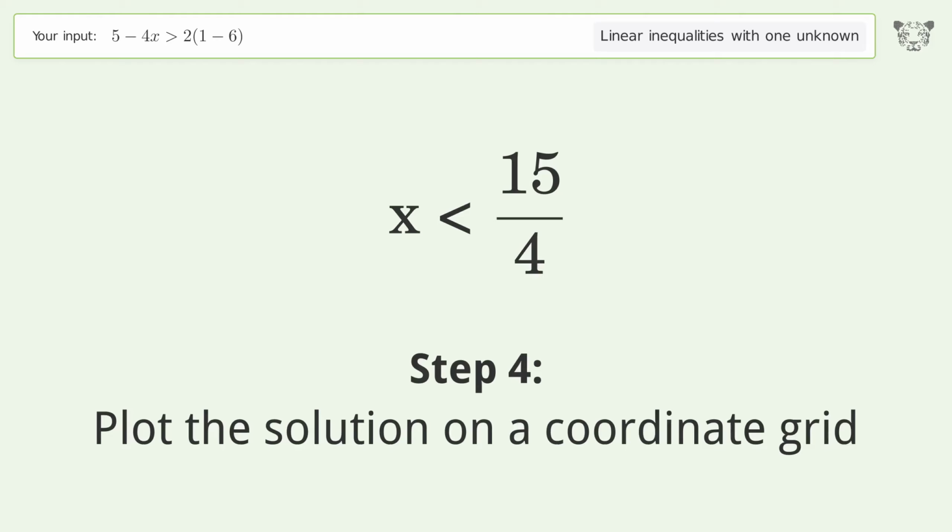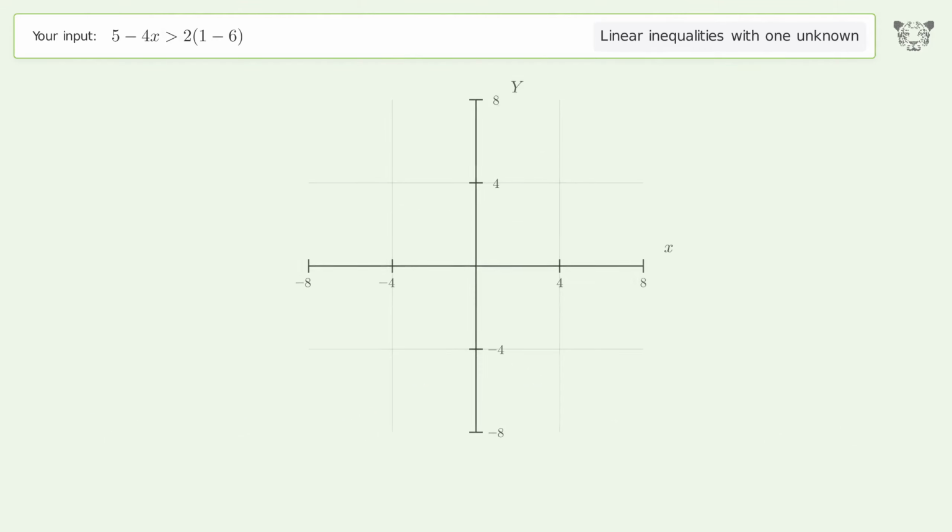Plot the solution on a coordinate grid. And so the final result is x smaller than 15 over 4 smaller than 33 over 4.